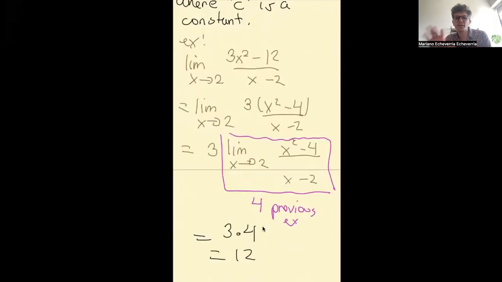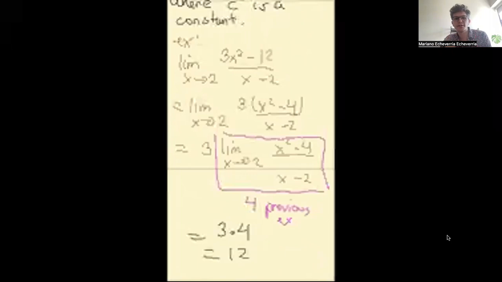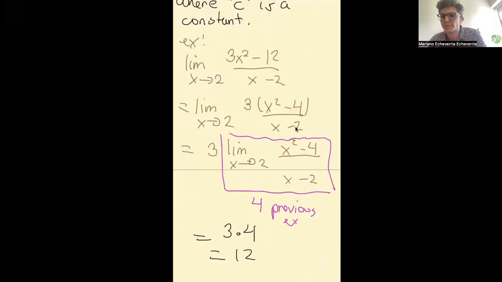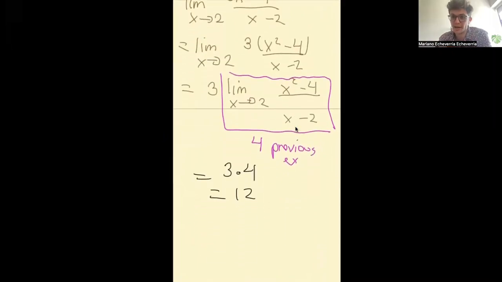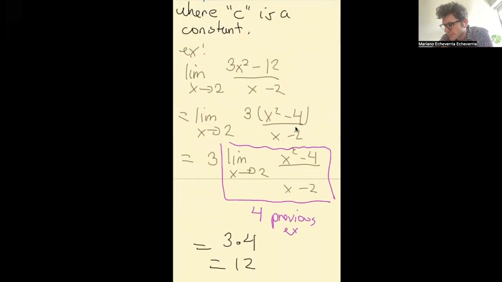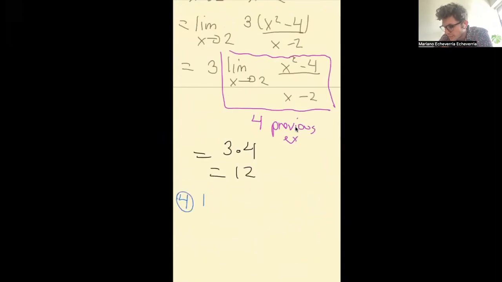Then there are a couple more. The same kind of thing happens with multiplication and division. So this should be property 4: if you have a limit of a product, that's just L1 times L2.